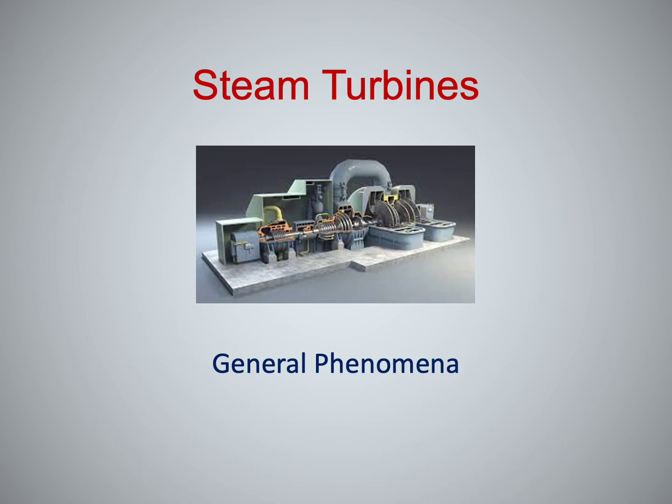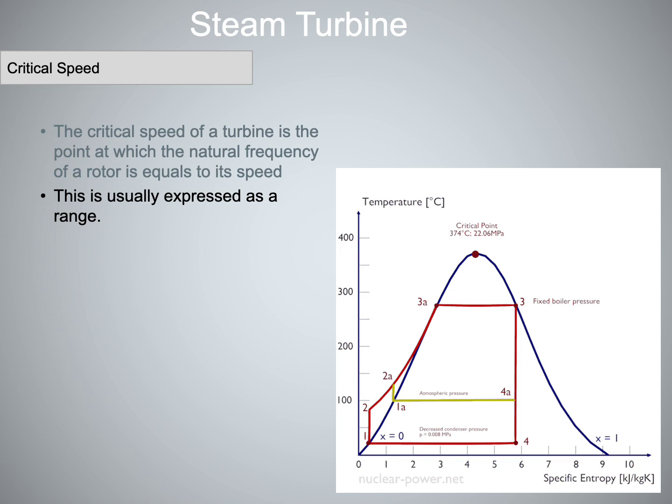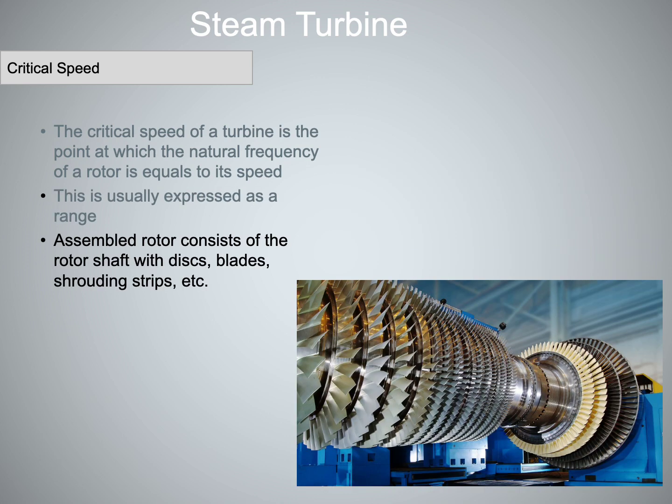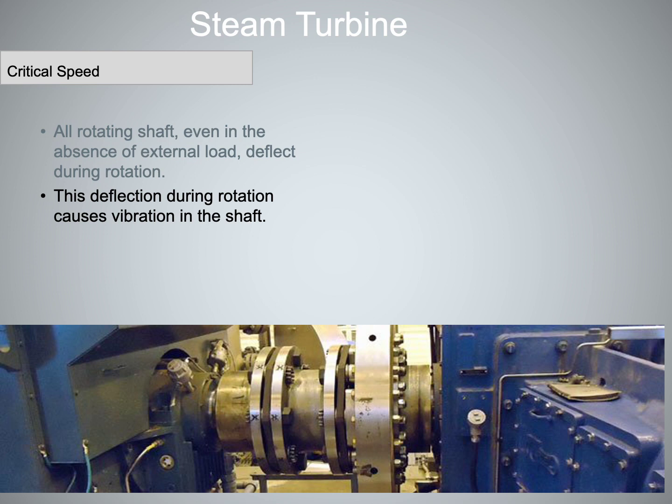Steam turbines, general phenomena. The critical speed of a turbine is the point at which the natural frequency of a rotor is equal to its speed. This is usually expressed as a range. Assembled rotor consists of the rotor shaft with discs, blades, shrouding strips, etc. Deflection occurs during rotation of any rotating shaft, regardless of whether an external load is present or not. This deflection during rotation causes vibration in the shaft.